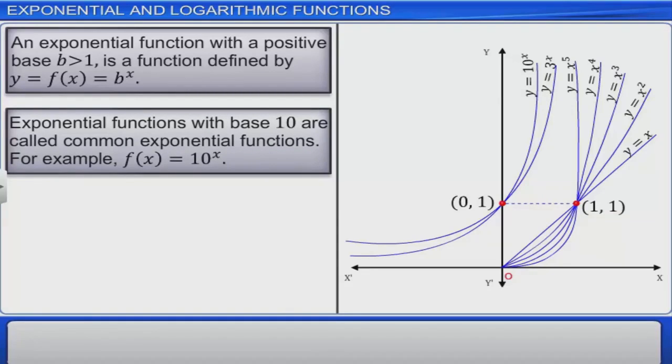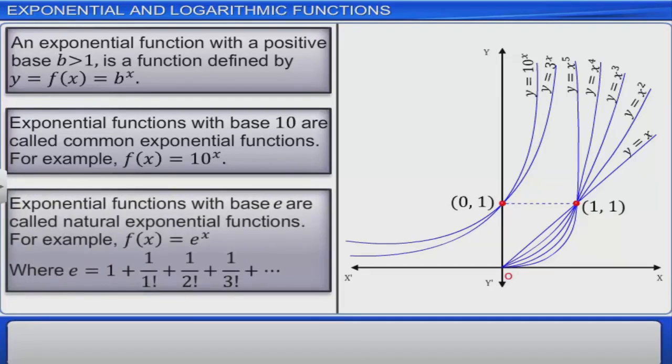Exponential functions with base e are called natural exponential functions, where e is equal to the sum of the series 1 plus 1 by 1 factorial plus 1 by 2 factorial plus 1 by 3 factorial, and so on. F of x is equal to e raised to the power x is an example of a natural exponential function.